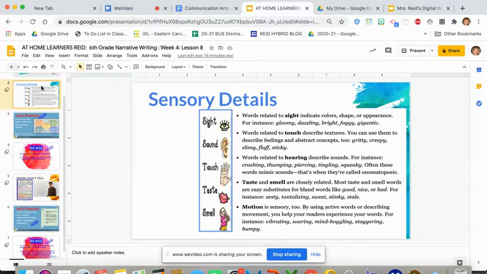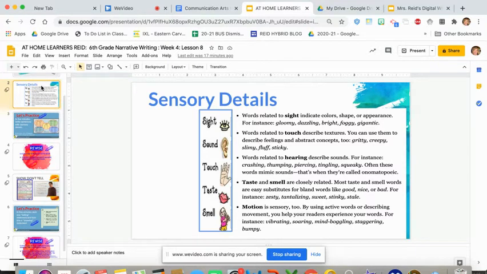That is the touch. And then words related to hearing are going to be things that are describing sounds, crashing, thumping, piercing. And then these also, sometimes these words actually mimic sounds. And when that happens, it's called onomatopoeia. And they're actually onomatopoeic words like pow and bang. So the word actually sounds exactly how it sounds in real life. That's an onomatopoeia. It's a really tricky word to spell. So if you are a brave speller, figure out how to spell that word.